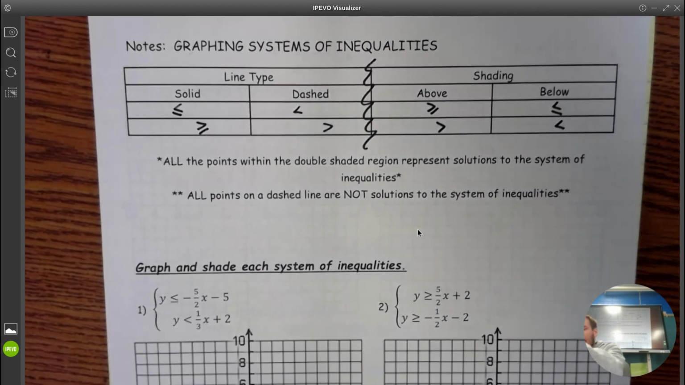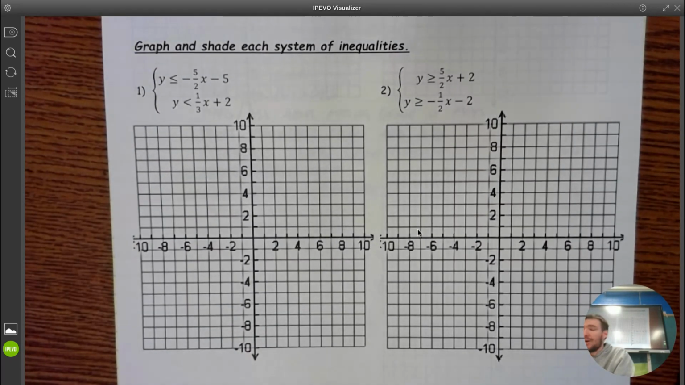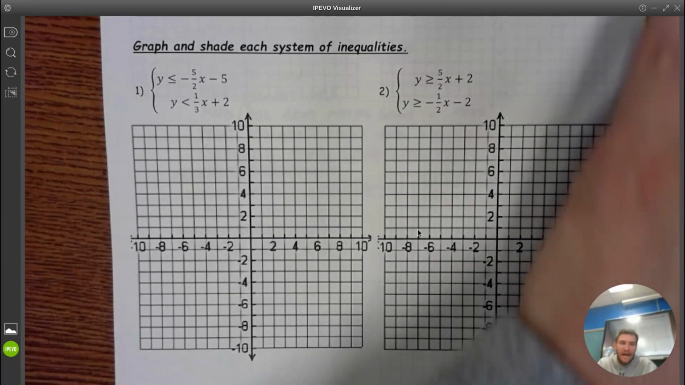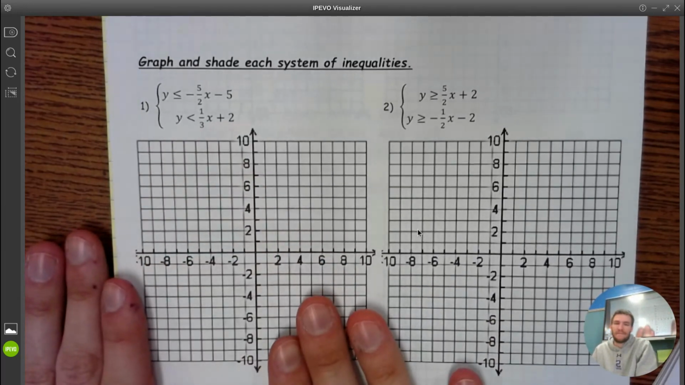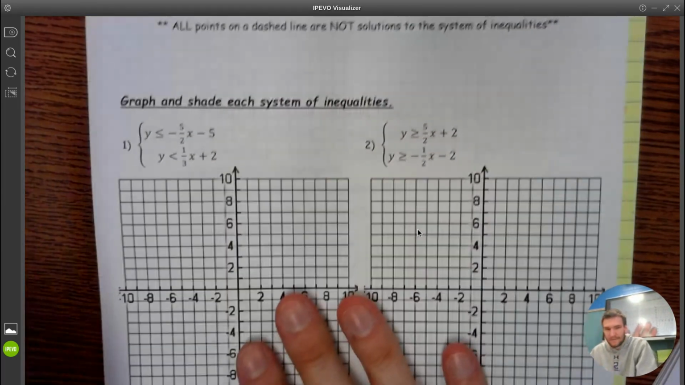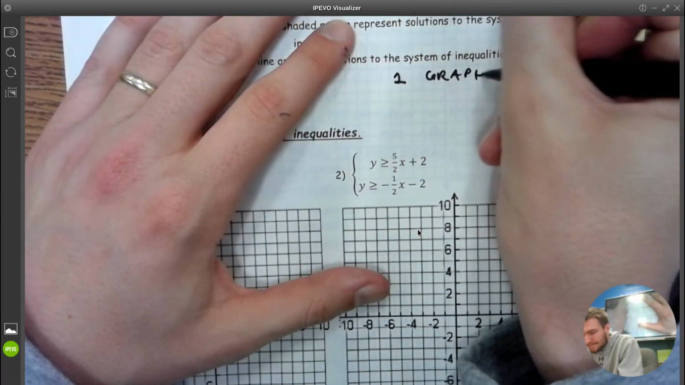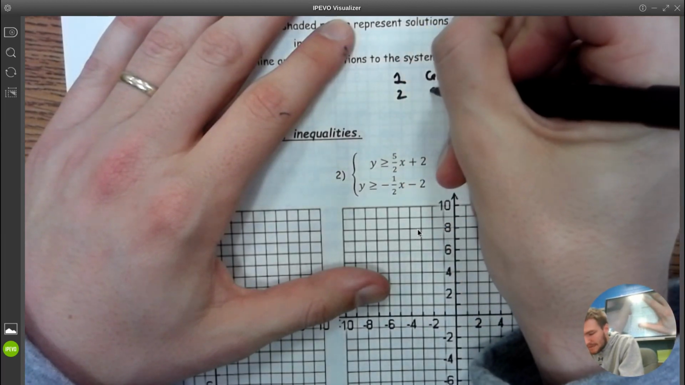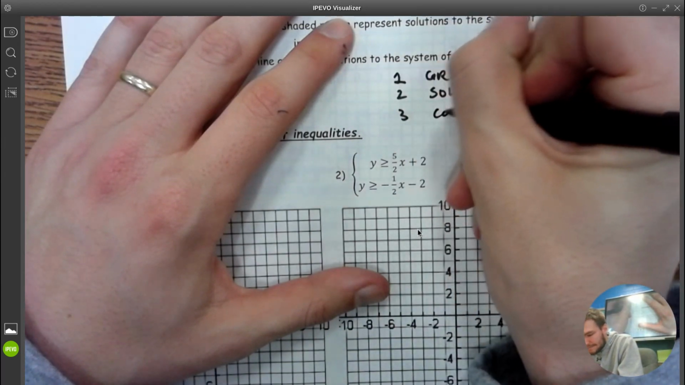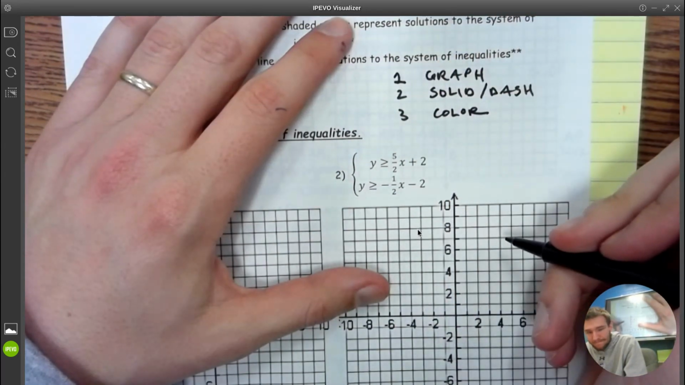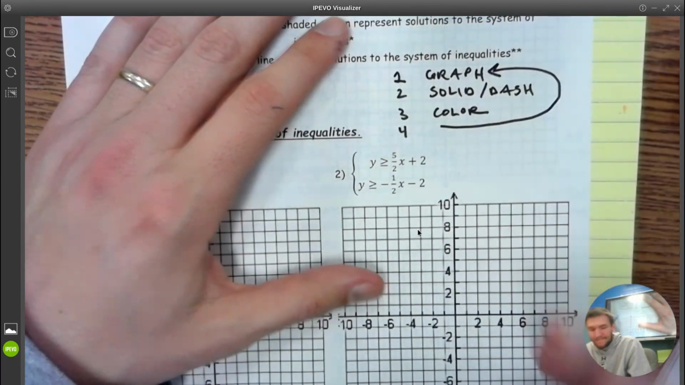All right. We're looking at number 1. Now, what's going on here is that we're going to start from absolute scratch. We don't have anything. All we have is 2 equations and a blank graph. Our job is going to be, number 1, graph. Number 2, solid or dashed. Number 3, color. And then, number 4, go back to the start.